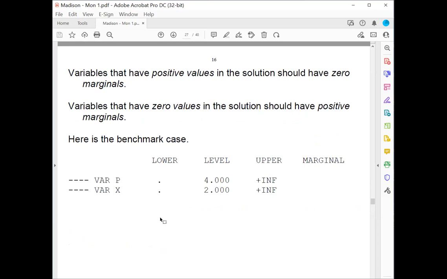Okay. So let me explain what the output of these three cases is going to look like, because these marginals are really valuable sometimes. They tell you how unprofitable something is or how much excess supply exists.